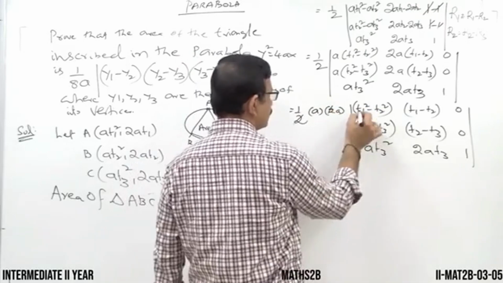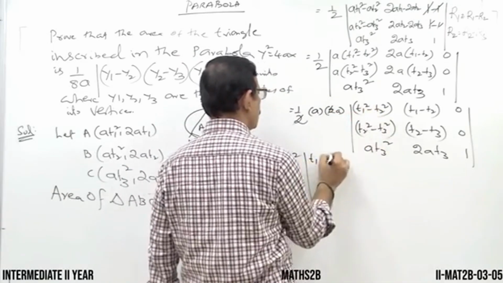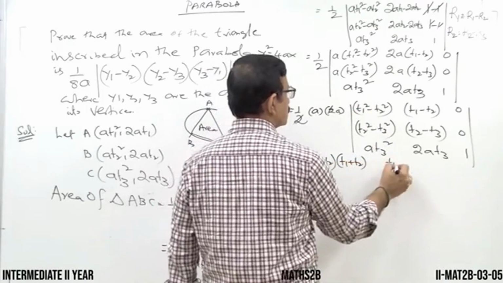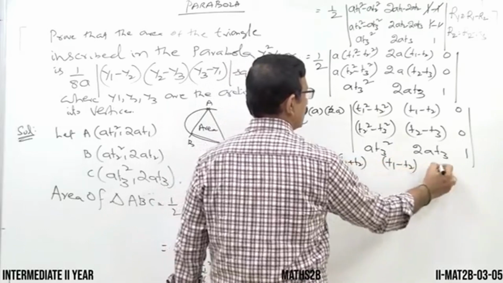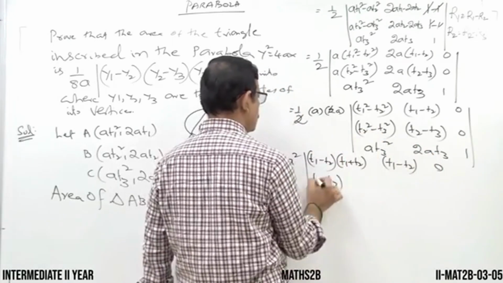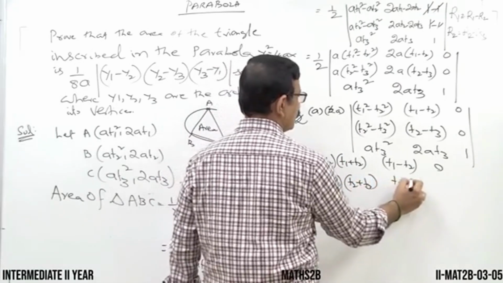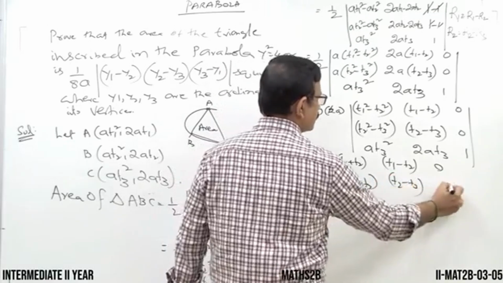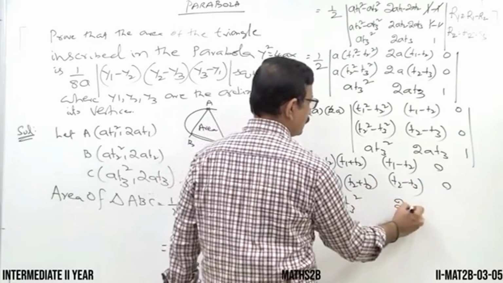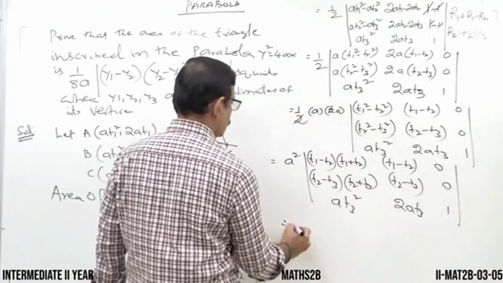Now this you can split like this. This is of the form a square minus b square, that is t1 minus t2 into t1 plus t2, and this is t1 minus t2, and this is 0. And similarly, this is also t2 minus t3 into t2 plus t3, this is t2 minus t3, and this is 0. And what is left here? at3 square, 2at3, and this is 1. So therefore, this is a square.